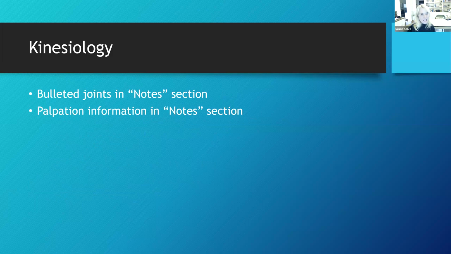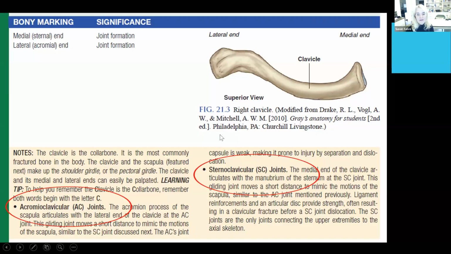For the kinesiology section, I'd rather show you pictures. This has a bulleted list and a learning tip, another great feature in this book. I bulleted the joints. Obviously, the clavicle has 2 joints associated with it, and it lists those in the notes section. This section also shows the bony marking, the significance of the bony marking, the picture, the label, and then the view. This is a superior view, with a little bit more information about it. A great tool for learning your bones and your joints.